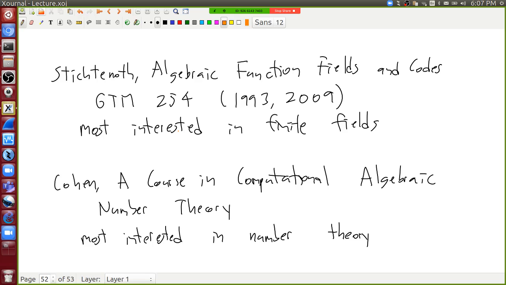And then two final references: Stichtenoth, the GTM, and Cohen, which is pretty well known, of course, in computational algebraic number theory. They're both good. Stichtenoth, though, is really interesting coding theory. So it all tends to be focused on finite fields, and if you're trying to do something in characteristic 0, a lot of times you're left wondering. He doesn't necessarily give you algorithms that work in characteristic 0. And then Cohen, most interested in number theory, doesn't necessarily give you algorithms that work in function fields. But definitely they're both pretty good reads.